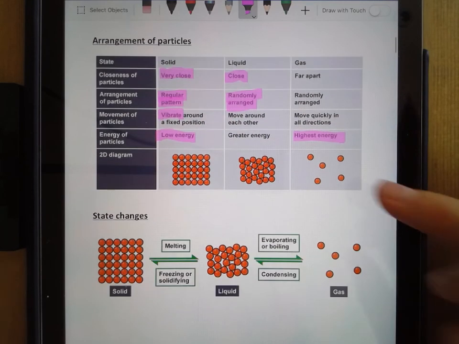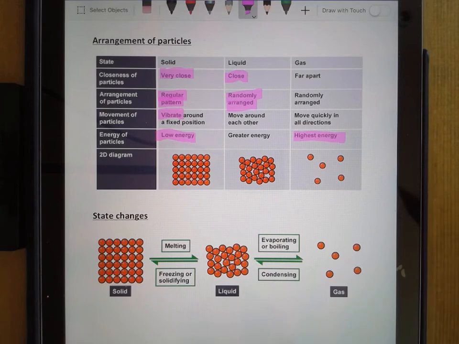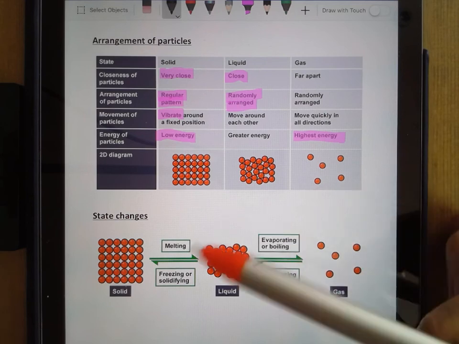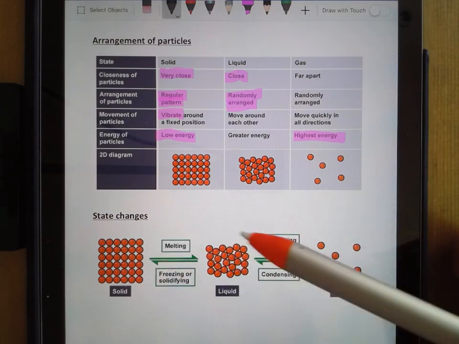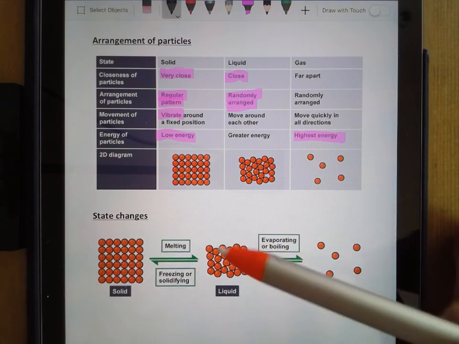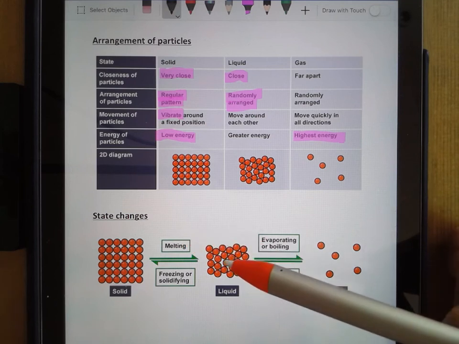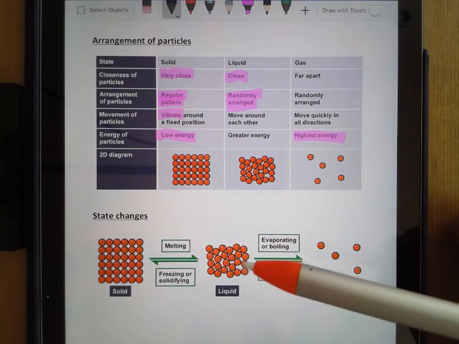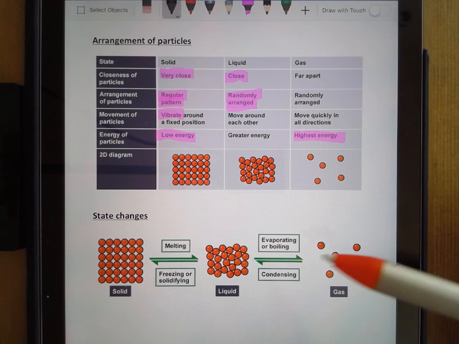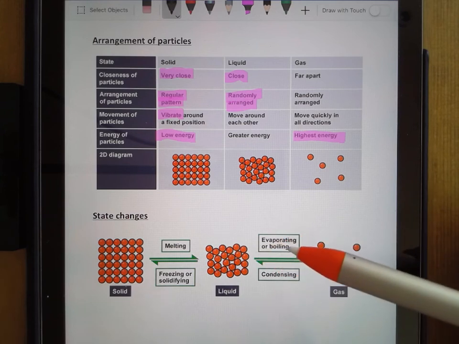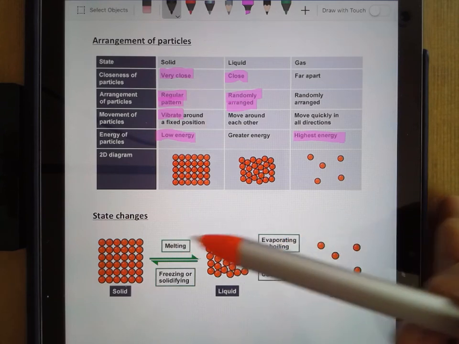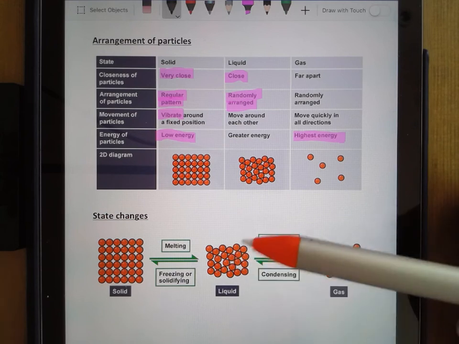You need to know how to get from one state to another. The easiest way to remember this is just think of water because it's a common example. How do I get from a solid to a liquid? How do I get from ice to water? I would melt it. How do I get from a liquid to a gas? How do I go from liquid water to steam or water vapor? I would evaporate or I would boil it. In order to melt or evaporate something, you need to put heat in.